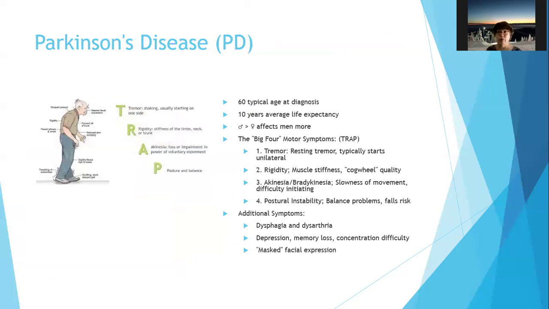Parkinson's disease is much more prevalent. The typical age at diagnosis is 60, and with 10 years average life expectancy beyond that. I have seen people with Parkinson's with more than that life expectancy after, but that's typical. It tends to affect men more than women, but it does affect women.